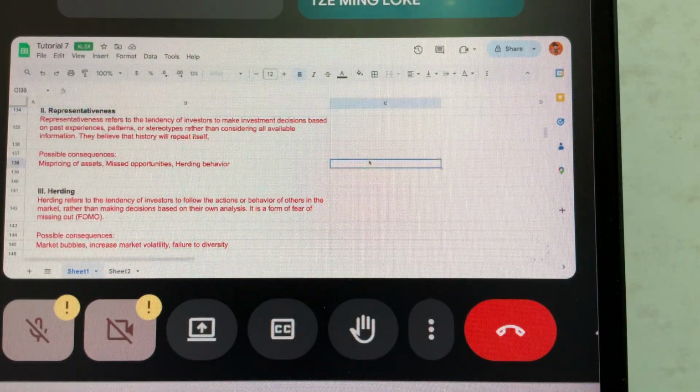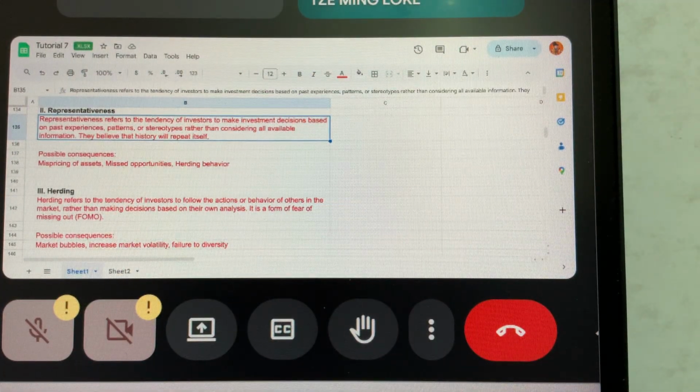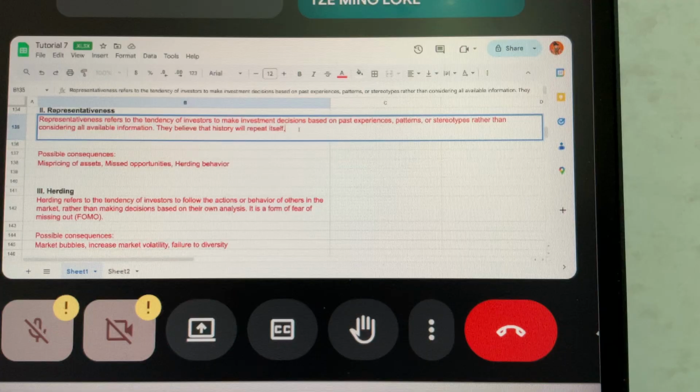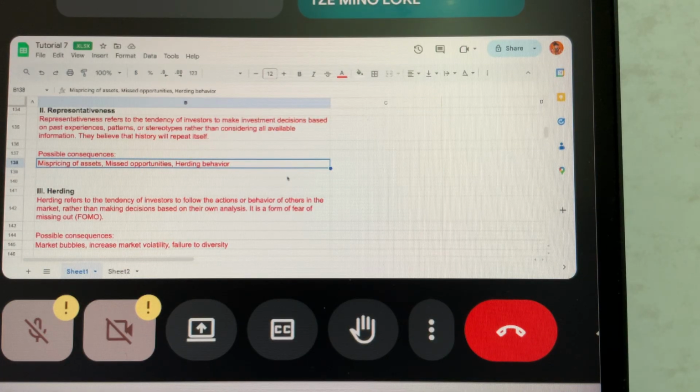Representativeness bias. It's basically they believe that history will repeat itself. Okay? So they will make decisions based on their past experience, the patterns, or the stereotypes, rather than considering all available information. They believe that history will repeat. So if that is the case, what will happen? There will be mispricing of assets. In other words, the stock's price may go a bit haywire.